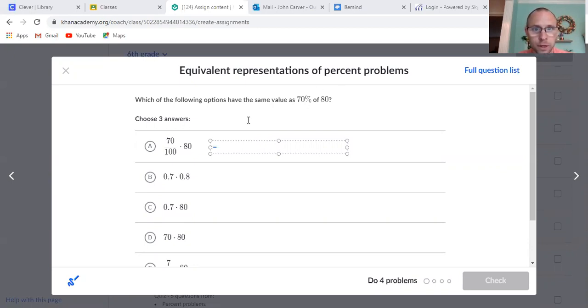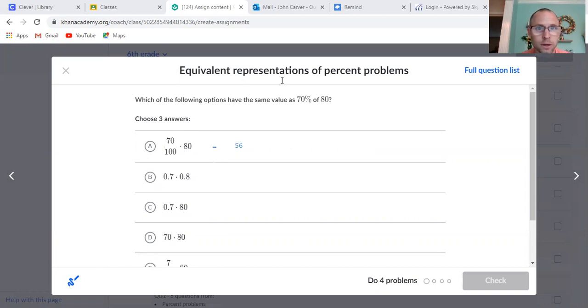So which of these have the same value anyway? Here, 70 hundredths can also be written as what? Written as 0.70. That's 70 hundredths. So 70 hundredths times, that's what that dot is, a times sign, 80 equals 56. So I've got this one. This is 56. You think 70% of 80 is 56? Might be. I don't even know yet. Don't care. I just want to find what's equivalent.